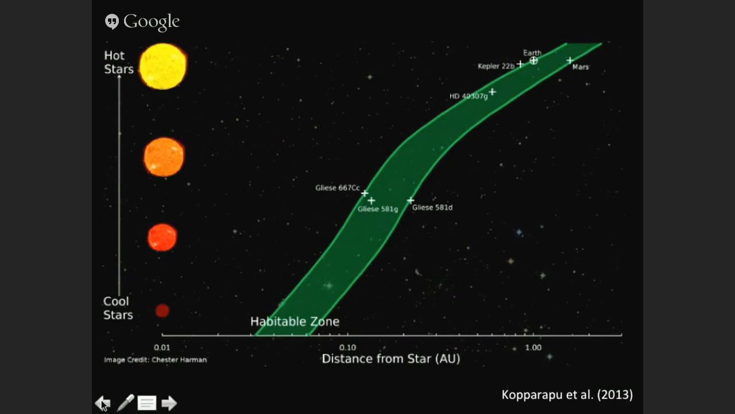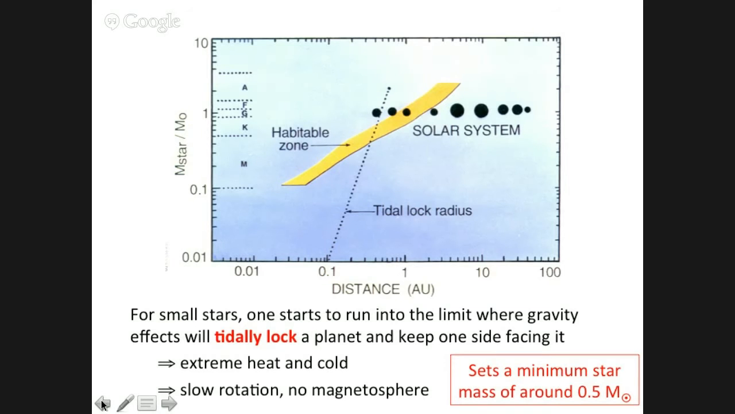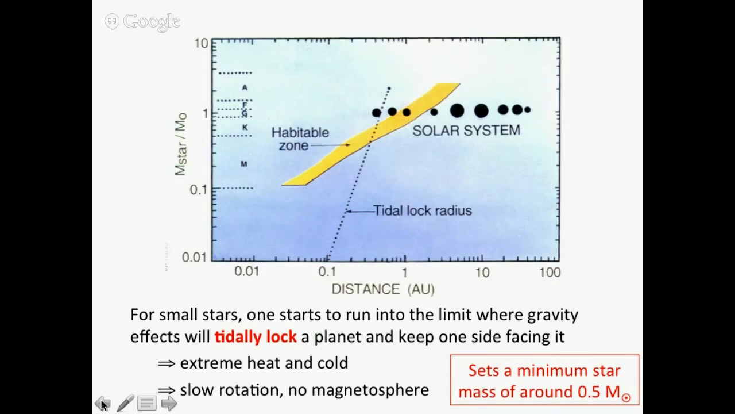Now, the problem is you can get a little bit too close. This is kind of the same plot in slightly different scale. This is now mass in units of solar masses. So this is the sun right here. Here's a tenth of the sun's mass. And again, this is distance from the sun in astronomical units. And this is that same habitable zone that I showed in the last plot. Okay, here's the Earth sitting nice and happy in it.